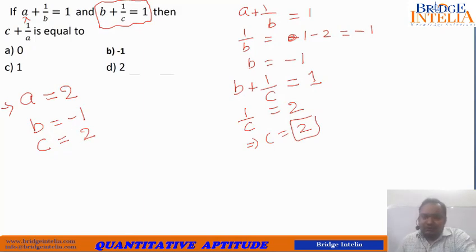And now what? Now we have to substitute. So we are being asked to find c plus 1 by a. So c is what? 2. A is what? 2. So 2 plus. So this comes out to be.